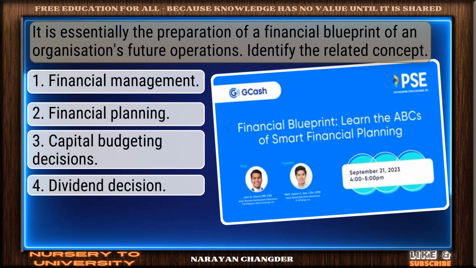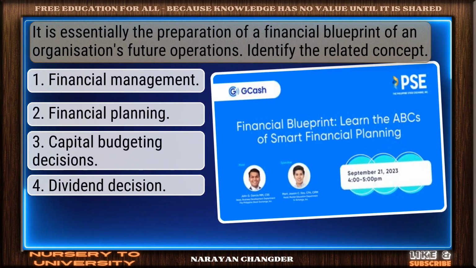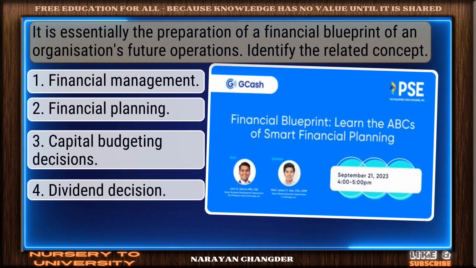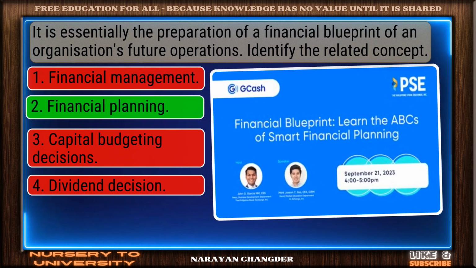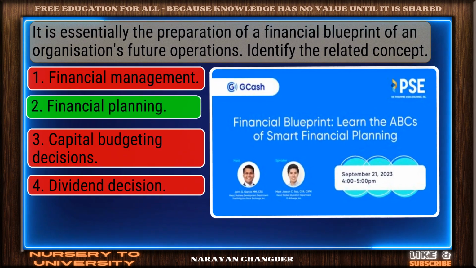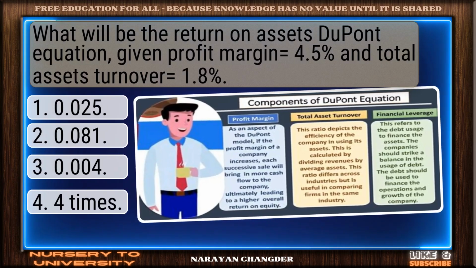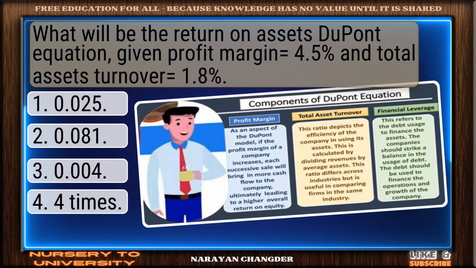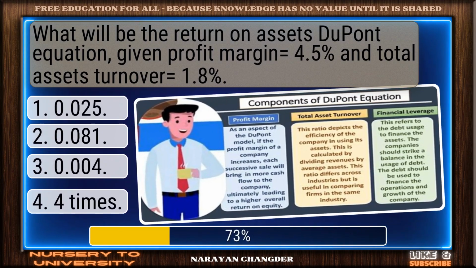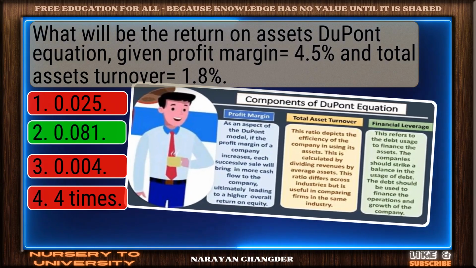It is essentially the preparation of a financial blueprint of an organization's future operations. Identify the related concept. Correct response. Financial planning is the most accurate answer. What will be the return on assets DuPont equation given profit margin equal to 4.5% and total assets turnover equal to 1.8%? Great job. 2.081 is the accurate answer.